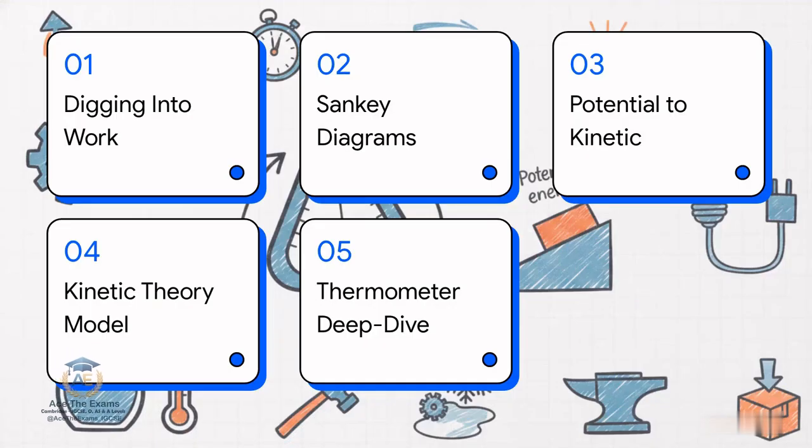Okay, let's dive into this. Here is our revision checklist and our map for today's excavation. Section 1, digging into work. Section 2, interpreting Sankey diagrams. Section 3, potential to kinetic energy. Section 4, the kinetic theory model. And finally, Section 5, thermometer deep dive.